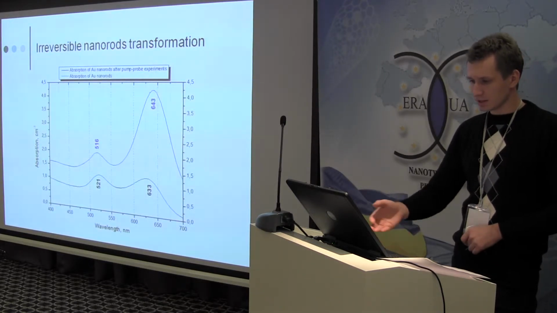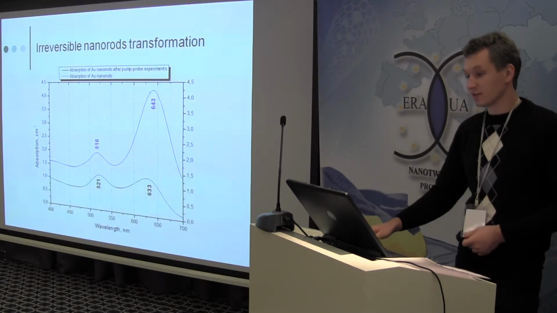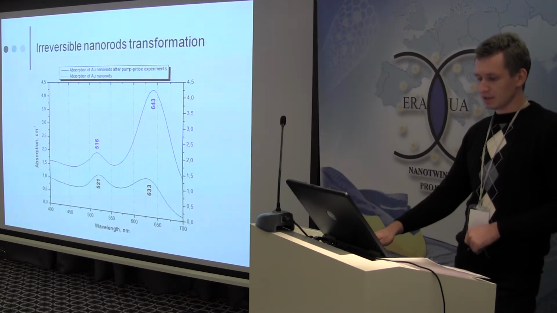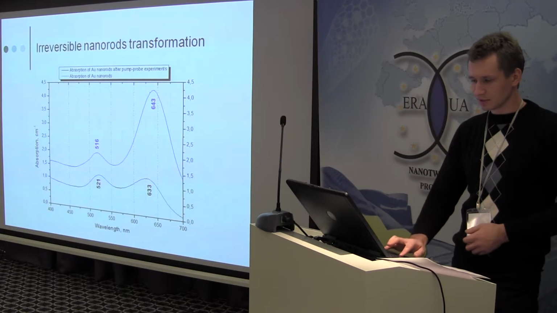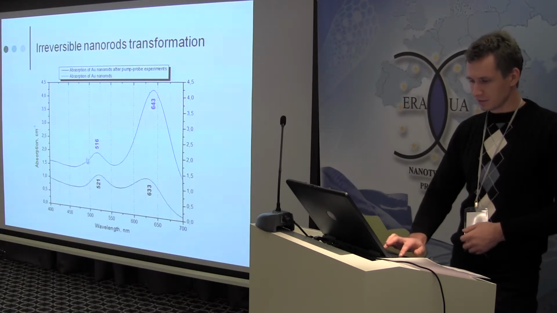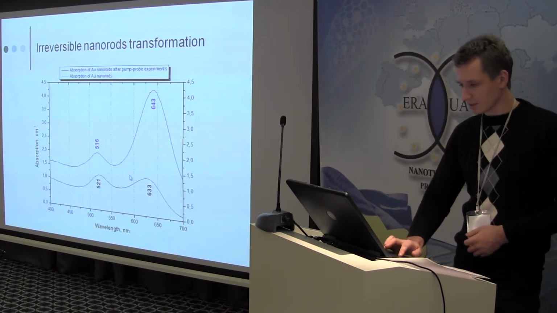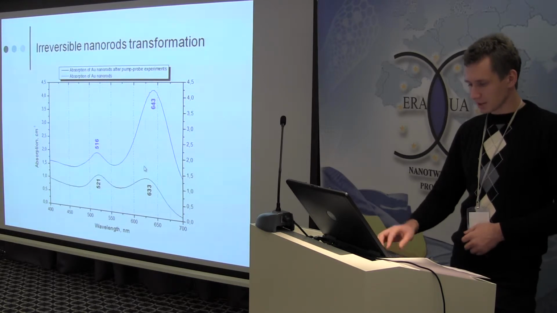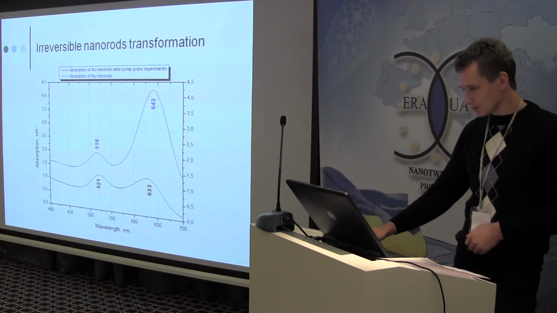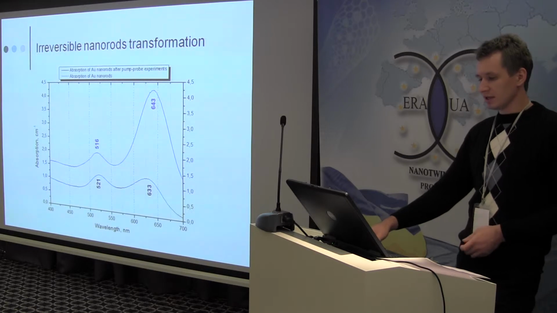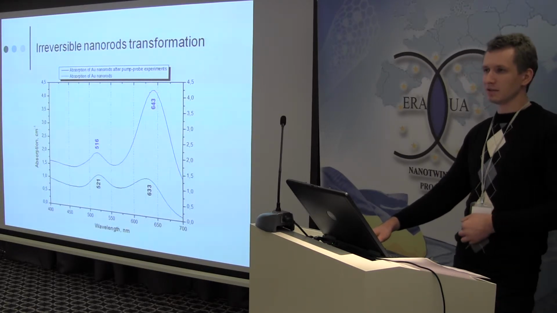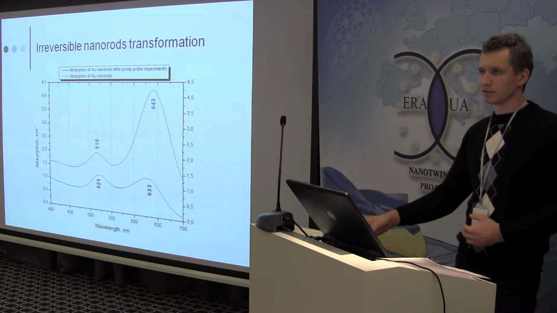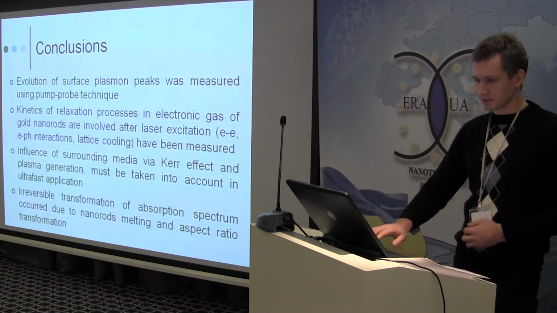So at last I'll show reversible nanorods transformation after long measurements. The optical spectrum has changed from the blue one to the black one. It has a pretty simple explanation. The nanorods had melted and become more spherical, and the amount of nanorods is decreased.